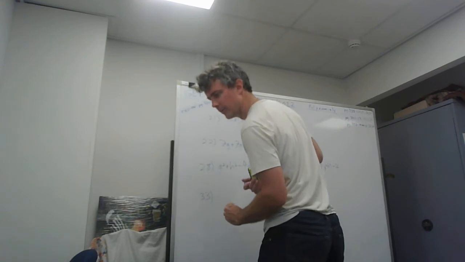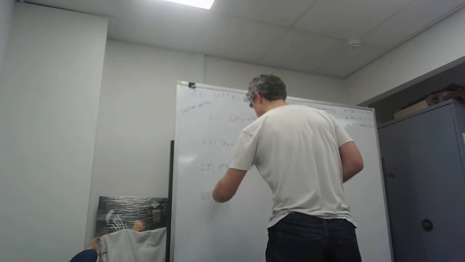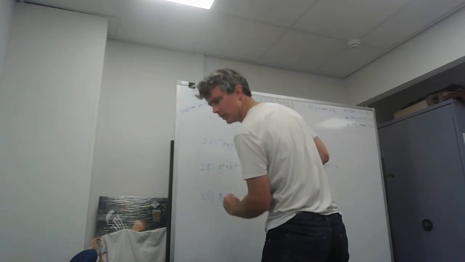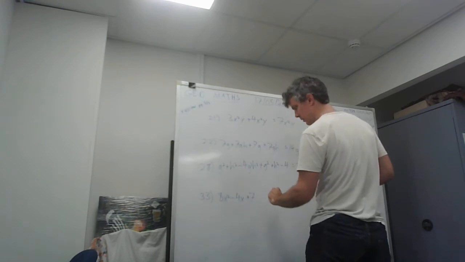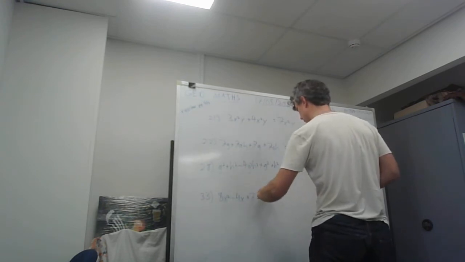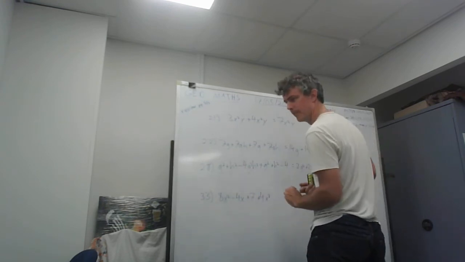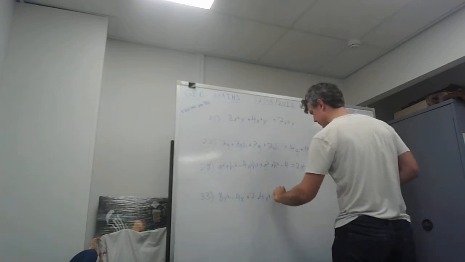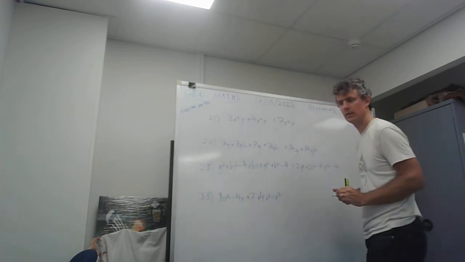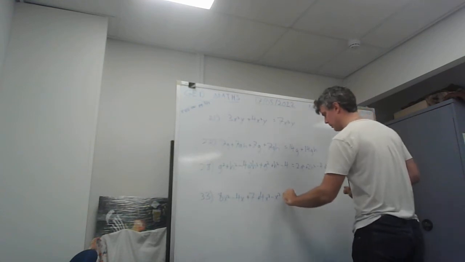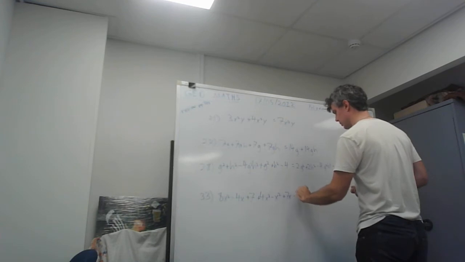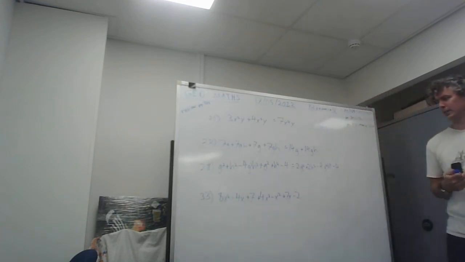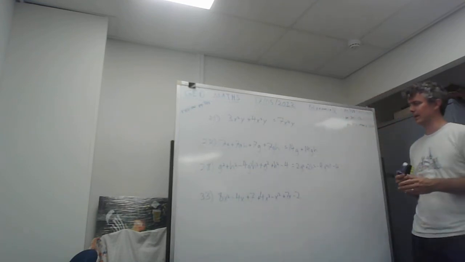It's pretty long, right? 8x squared minus 4x plus 7, plus 4x cubed, minus x squared plus 7x minus 2. Alright. So in some ways this is a bit like adding polynomials.